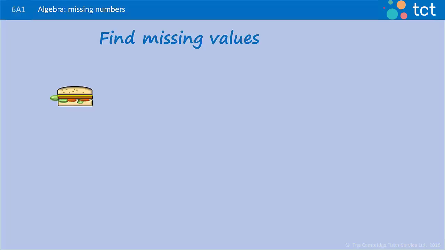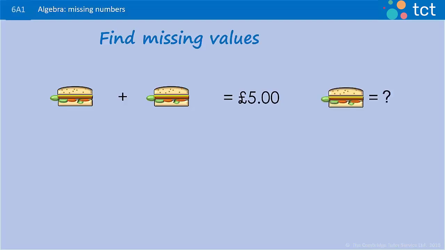I have a burger, and I add another burger that's exactly the same. And they come to £5. What is the value of each burger? So it stands to reason that they're going to be the same price and that we need to divide £5 by 2. It's £2.50.